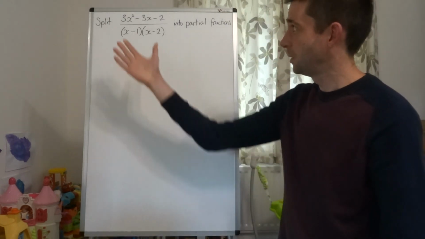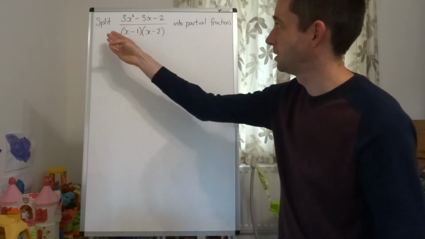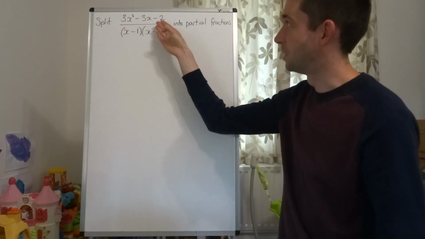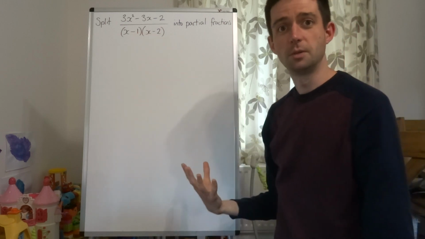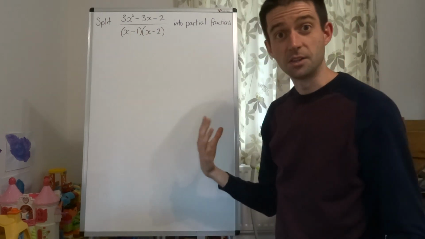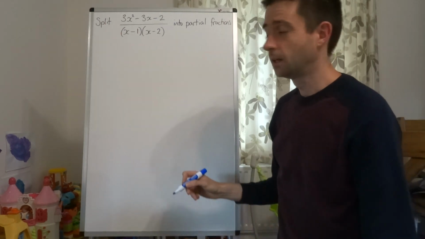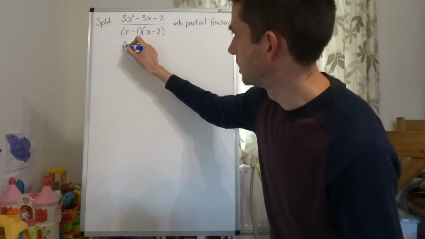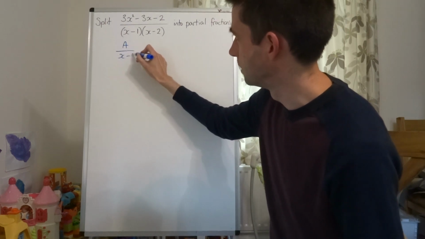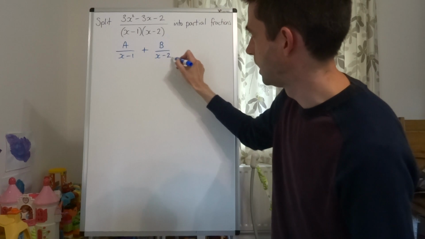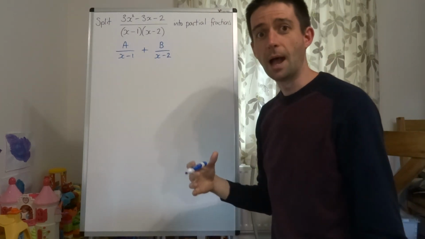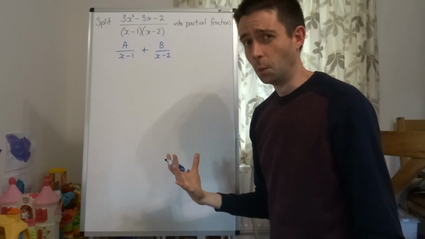Okay, so here we have an example: split 3x squared minus 3x minus 2 over (x minus 1)(x minus 2) into partial fractions. And you might look at that and think, okay, that's two linear terms, so I'm going to write A over x minus 1 plus B over x minus 2. And if you did that, it wouldn't work.